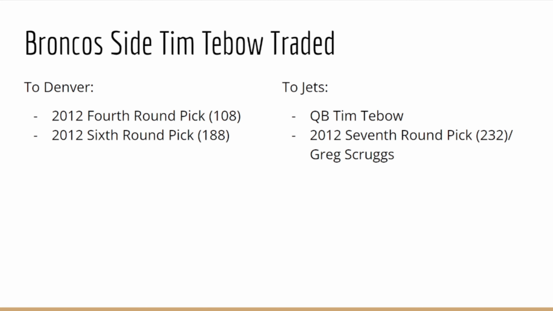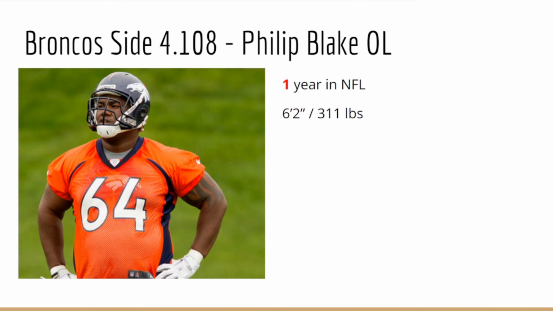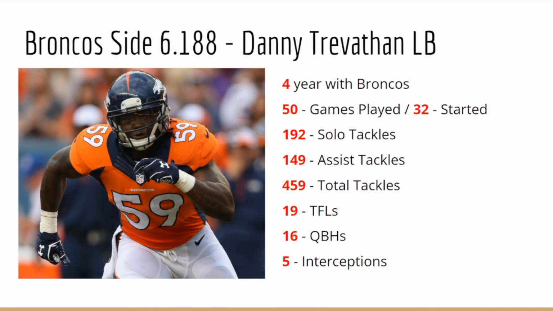Now, what do we use those 2 picks for? Well, the 4th round pick, 108th overall, would end up being Philip Blake, an offensive lineman. He only played 1 year in the NFL, and that one season was with the Broncos. And yeah, of course, not a great pick there. But the 6th round pick would actually be a solid player for the Broncos. And that would end up being linebacker Danny Trevathan.